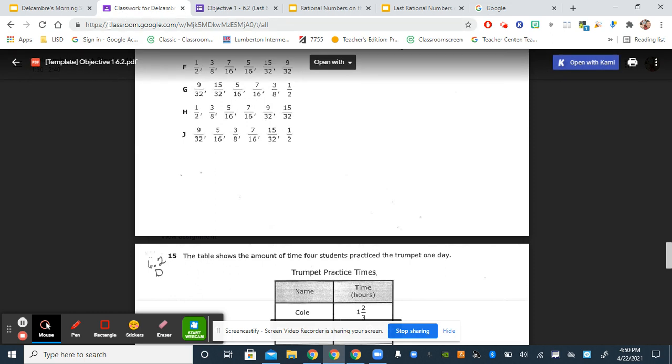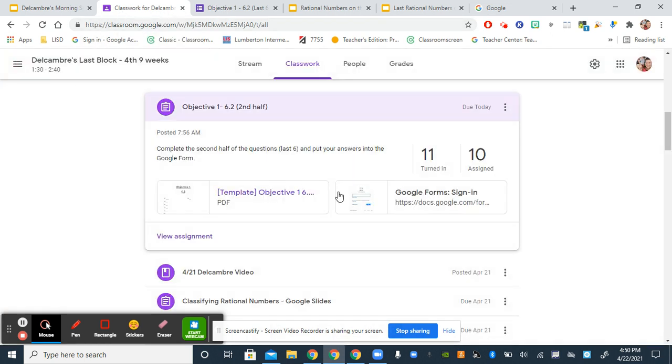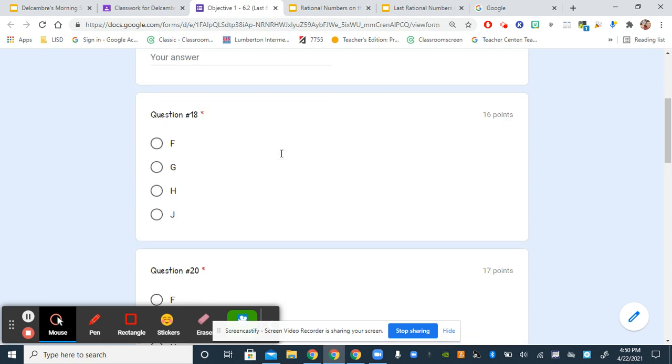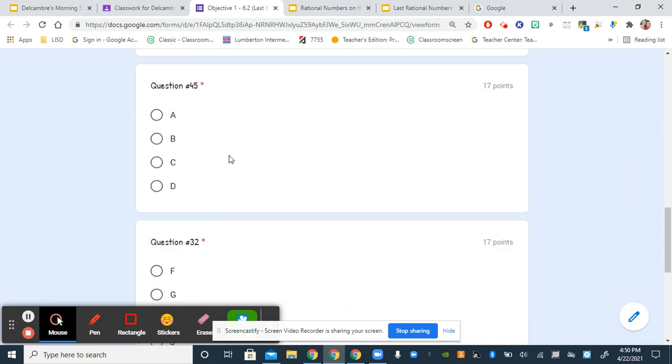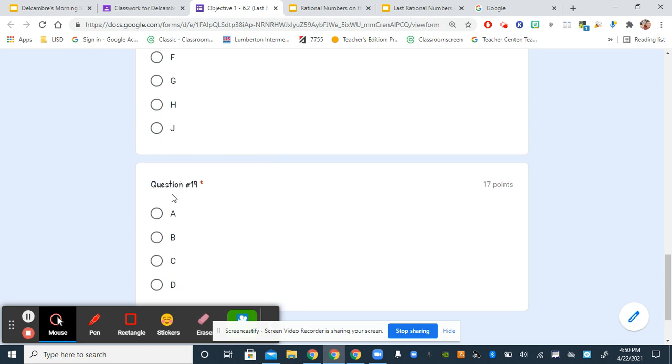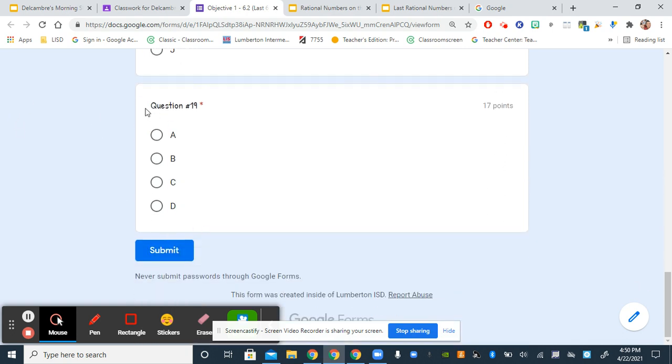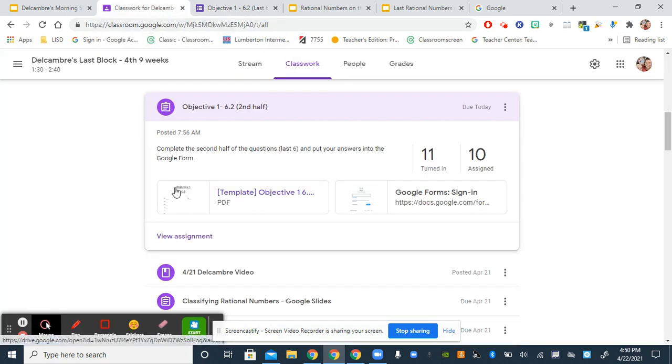Then you're going to click on this Google Form and enter your answer choices for each question. It says question number blank, so you put what the answer was for that question. Once you click submit, at the very end you can see your answers and show your results, and I've added some things on there for you to look at. That is the homework for tonight. You'll find your answers on the packet and place them on the Google Form.